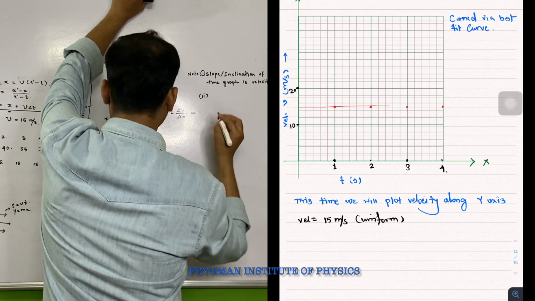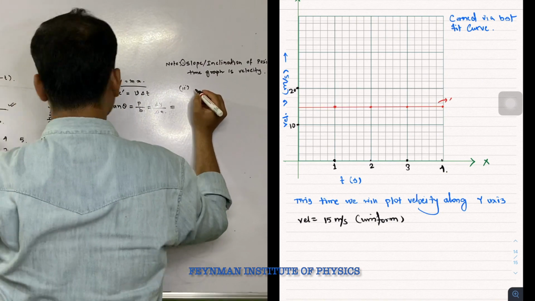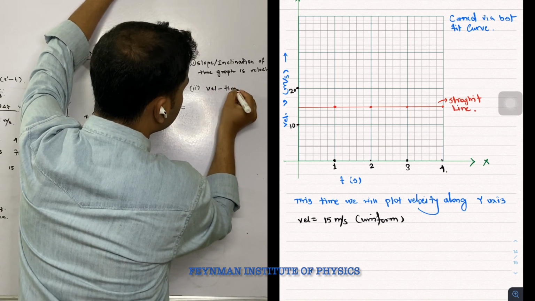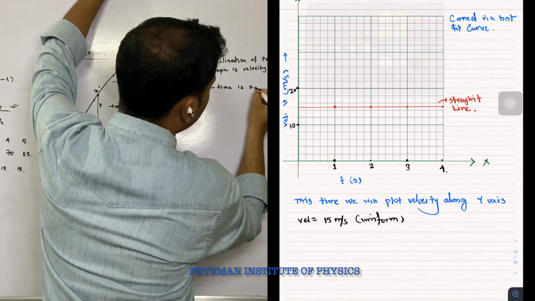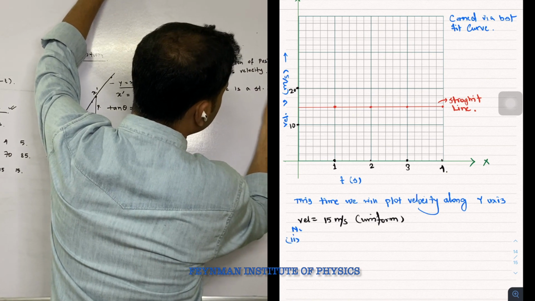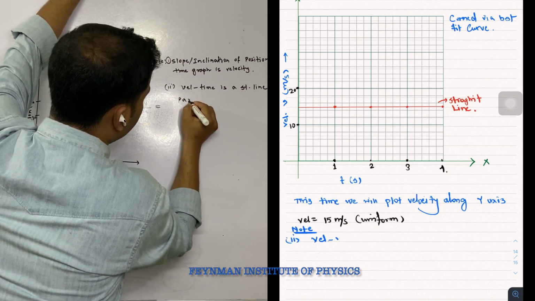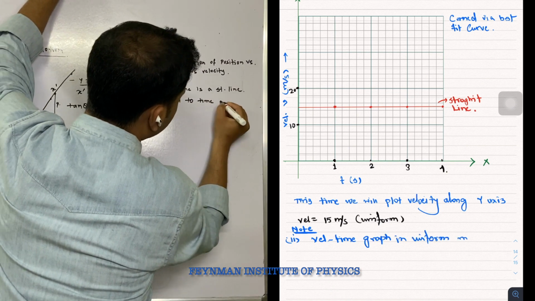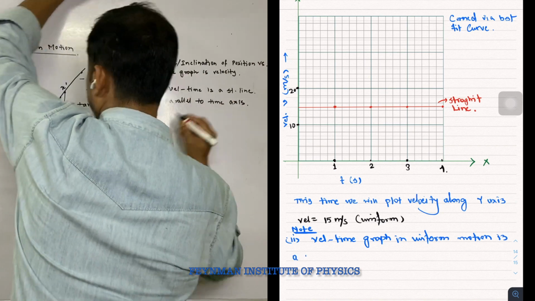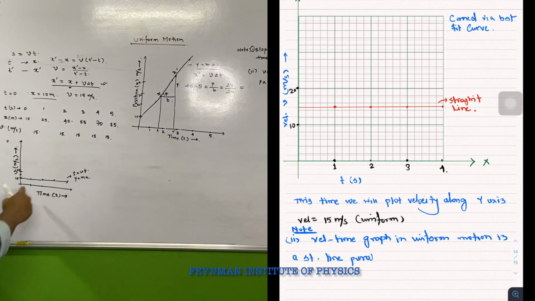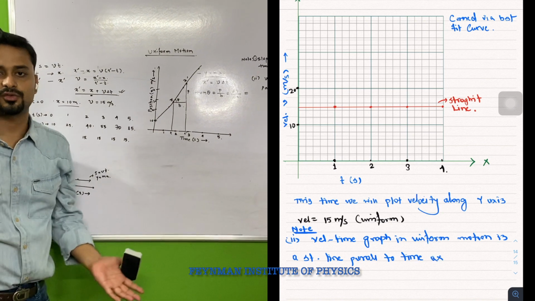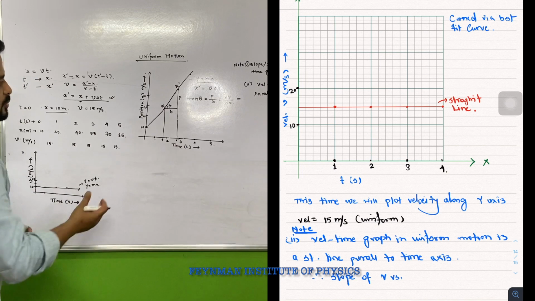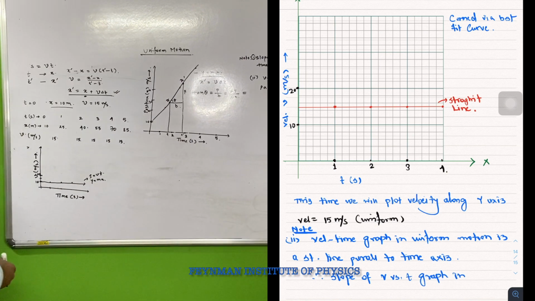that in case of uniform motion, the velocity time graph is a straight line parallel to the time axis. Now we can find that there is no slope in this graph. Why is there no slope? Because velocity is not changing. So that is why there is no slope. So the slope of the graph is 0.